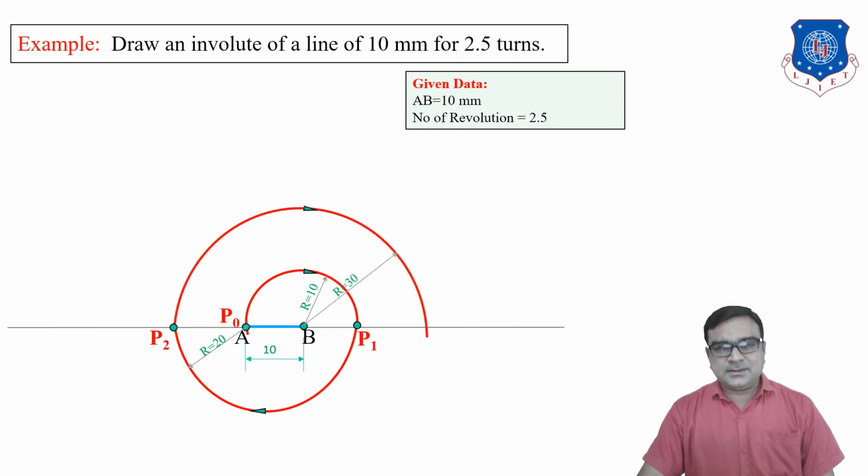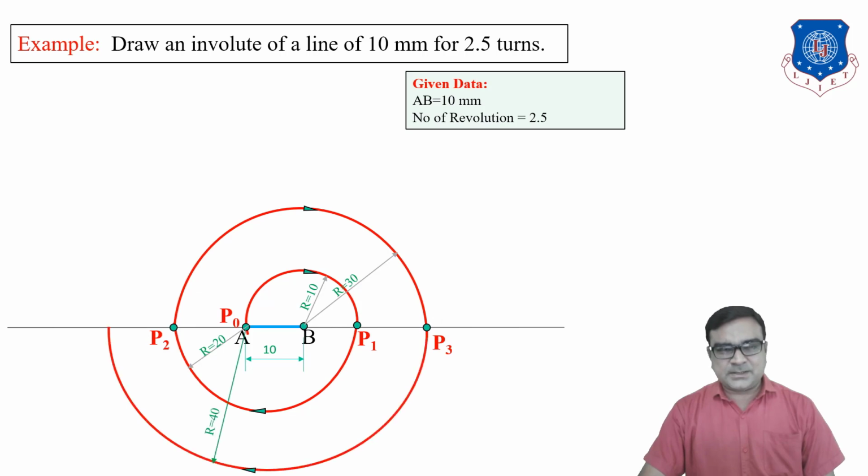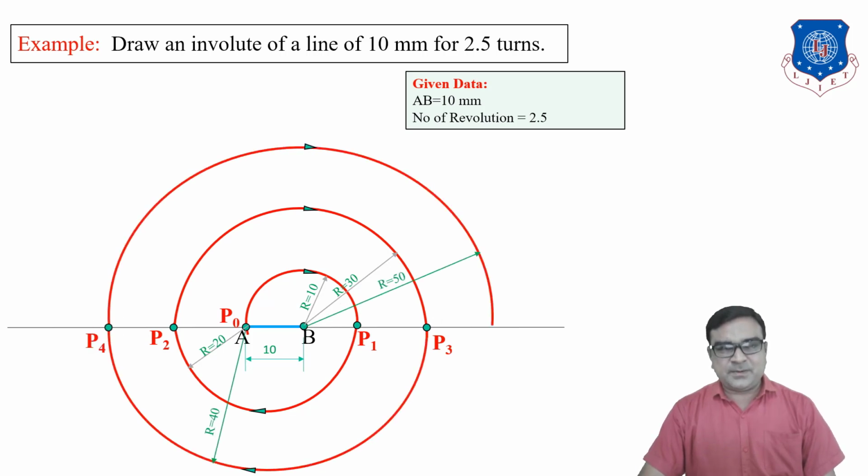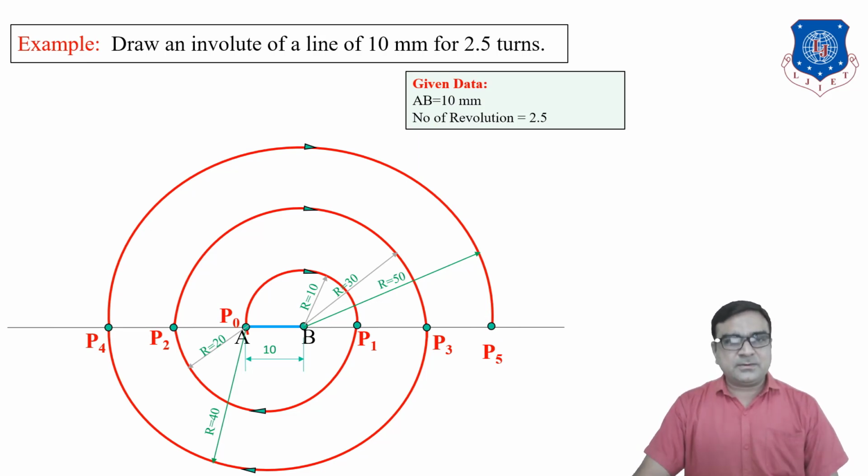Then extend by taking center B, 30 mm radius, and draw a semicircle. Then center A, 40 mm radius, another semicircle. And center B, 50 mm radius, another semicircle. So this curve is known as the involute of a line for 2.5 revolutions or convolutions.